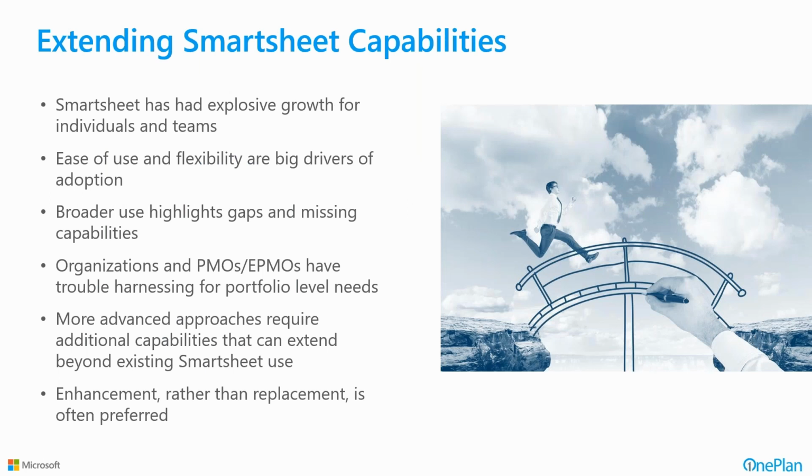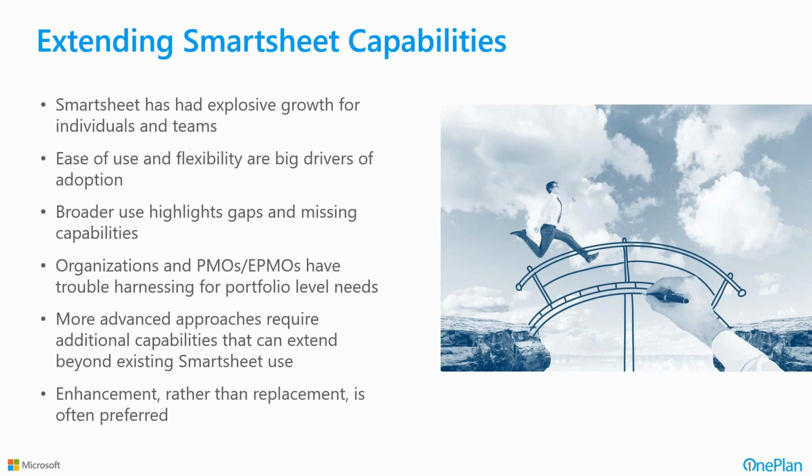So if we look at the Smartsheet user base, it's grown very fast and has a very loyal user base out there. Smartsheet has had explosive growth for individuals and teams, mostly because the ease of use and flexibility and the ease to get started are really big drivers for that adoption, and it can grow organically that way, and sometimes in a very ad hoc way. Now, broader use of the solution and trying to pull things together after the fact highlights gaps and missing capabilities that may be needed to achieve portfolio management and other strategic portfolio management capabilities.